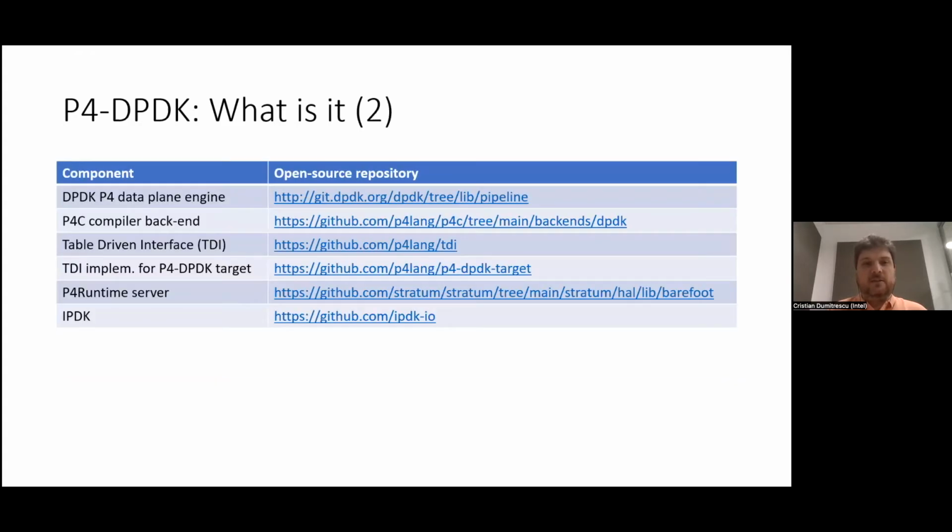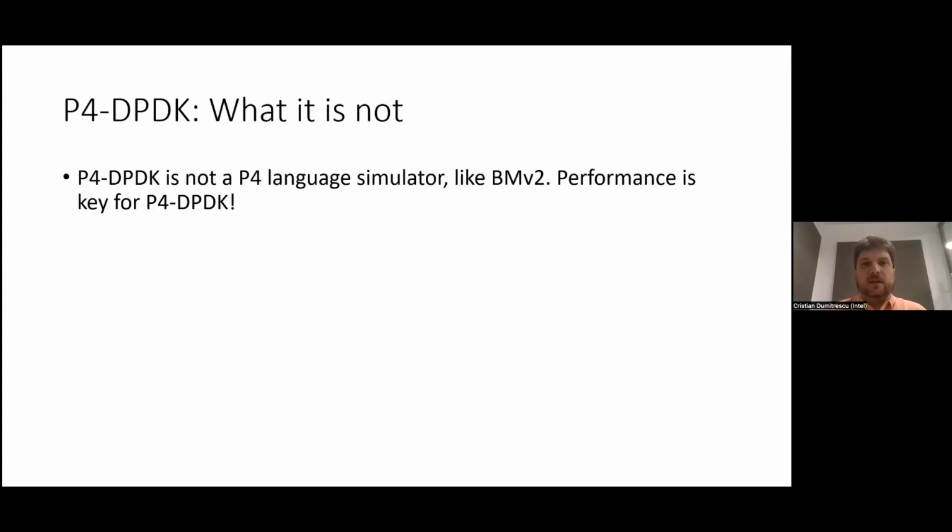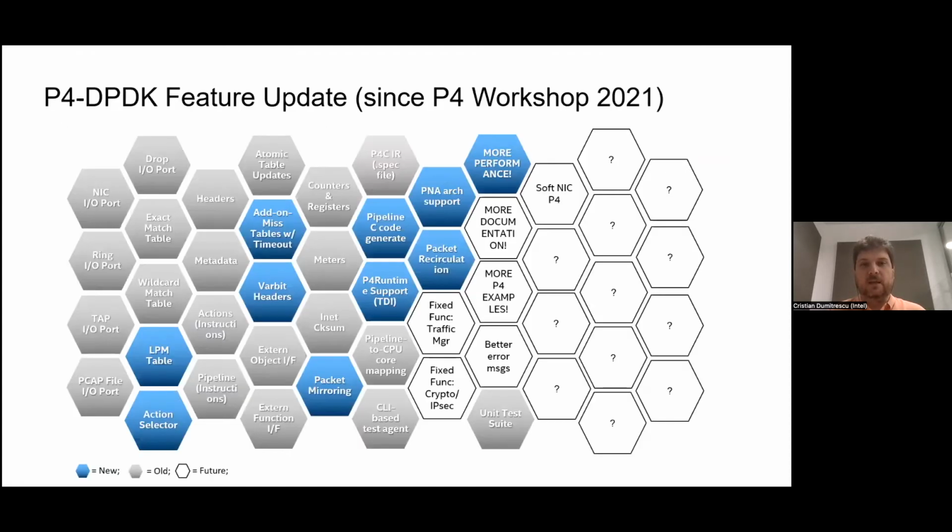Here is a list of the various GitHub repositories that are all open source that people might want to take a look at, including the DPDK one, the P4C one, TDI, and the P4 runtime server repos. What I'd like to stress is that P4 DPDK is not a simulator, not a P4 language simulator like BMV2 is. Performance is very important, it is actually a key metric for P4 DPDK. It's measured in many millions of packets per second per CPU core, which is obviously scaled up and down depending on how many CPU cores you use and what CPU model you have.